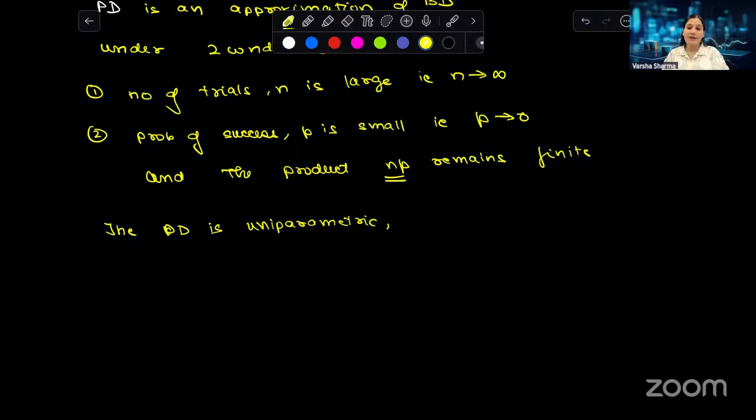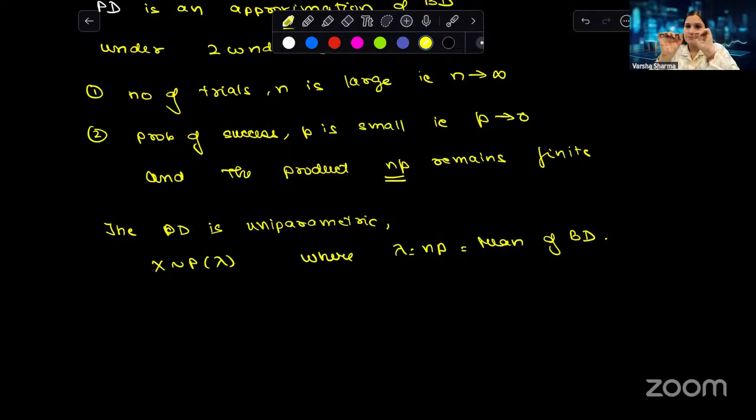Uniparametric means it has only one parameter, and the only parameter is lambda, where lambda is equal to n into p, this product, which is what? The mean of binomial distribution, basically the average value. So now please understand this very carefully. This is the foremost and most important thing here.